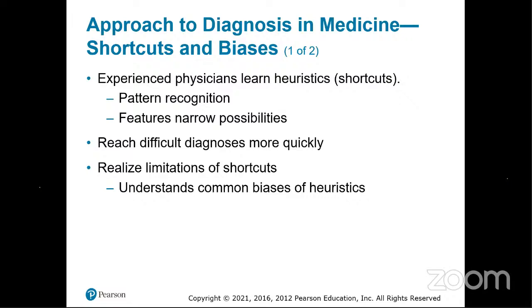Approach to diagnosis and medical shortcuts and biases. We'll go through this and cover it a little on each one. Experienced physicians learn heuristics, or shortcuts, or pattern recognition. A lot of the time they'll say, yep, that's cardiac because I've seen that same thing ten different times. The downside is it favors a narrow possibility, and they're not willing to look at other potential causes. It's an MI, it's an MI, or it's a PE, whatever they're focused on.